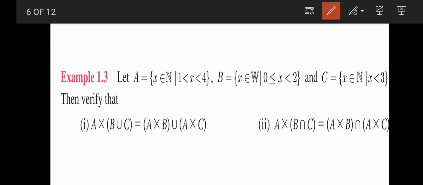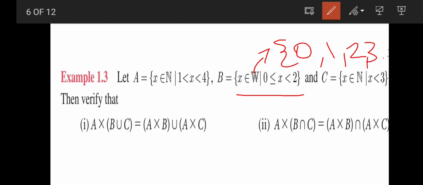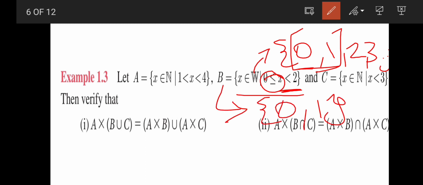Understood? Next, B is equal to {x is an element of whole number, x is greater than or equal to 0 and less than 2}. So whole numbers start from 0, 1, 2, 3 and go on. They gave that x is greater than or equal to 0. They gave the equal to sign here, so we have to start from 0. And they gave that it is less than 2. So less than 2 is 1. So the answer for B is {0, 1}.